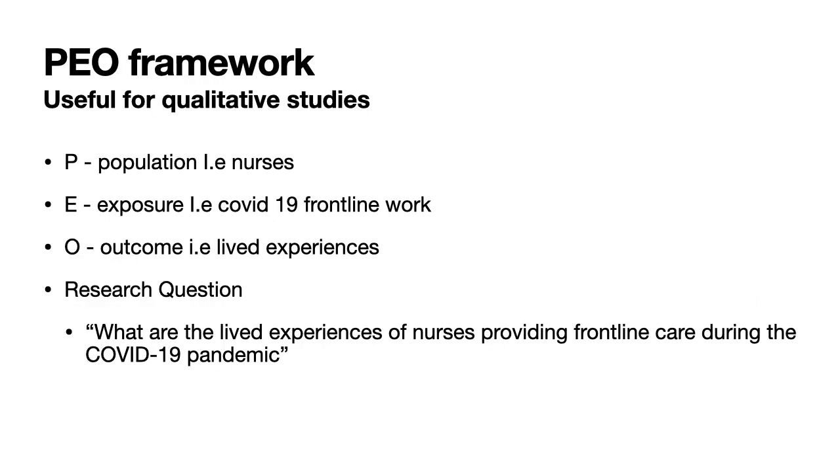The PEO framework. For qualitative research, we often use PEO. P stands for population, E for exposure, and O for outcome or experience. For example, what are the lived experiences of nurses providing frontline care during the COVID-19 pandemic? This type of question seeks to understand rather than to measure.